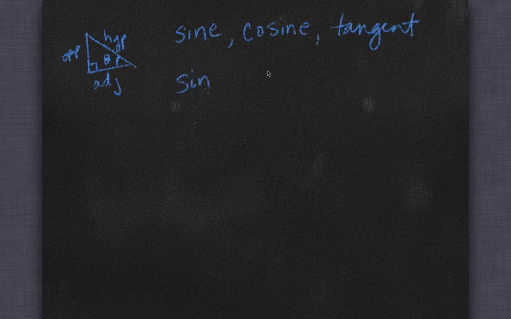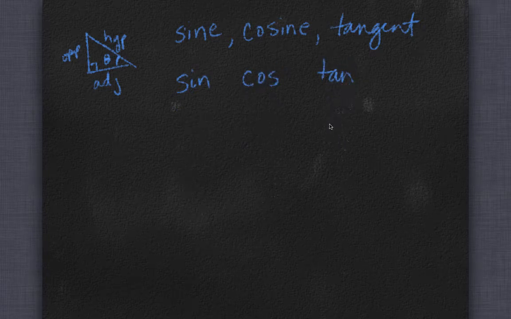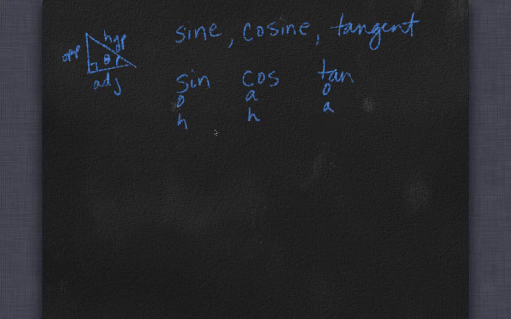In a calculator, they look like sin, cos, and tan. But it's sine, cosine, tangent. And the phrase that people use generally to remember is SOHCAHTOA. So sine of theta is the opposite side divided by the hypotenuse side. Cosine is the adjacent side divided by the hypotenuse side. And tangent is the opposite over the adjacent.